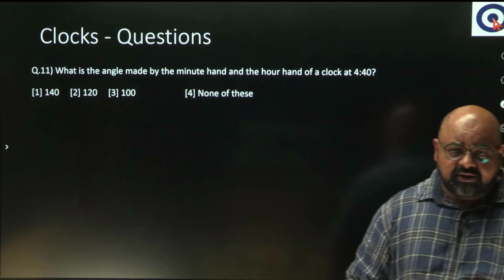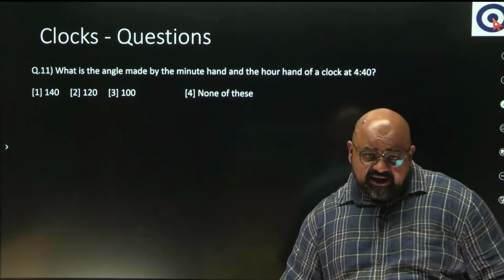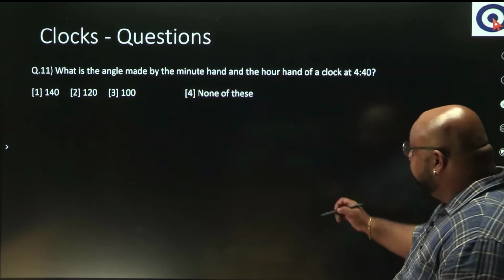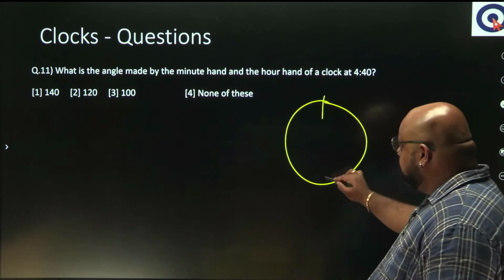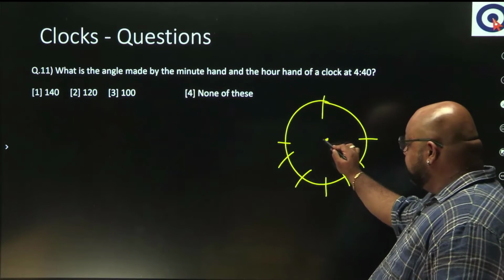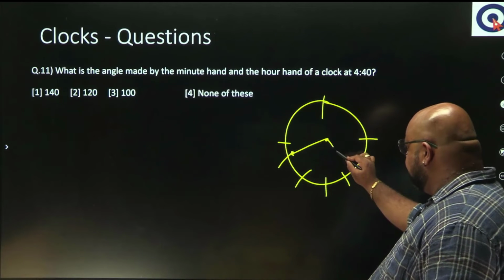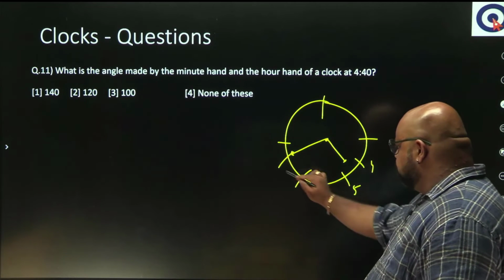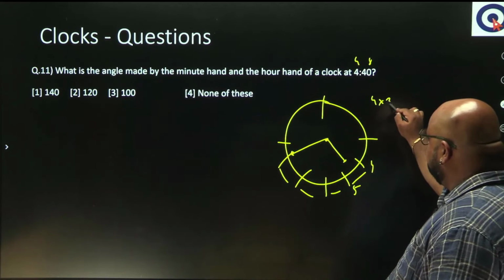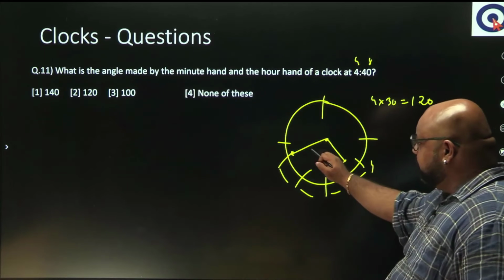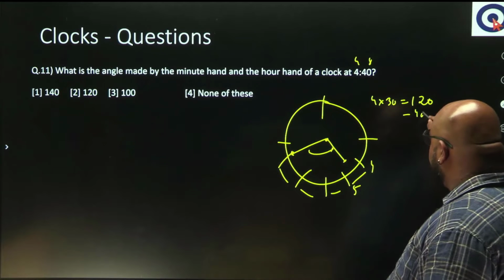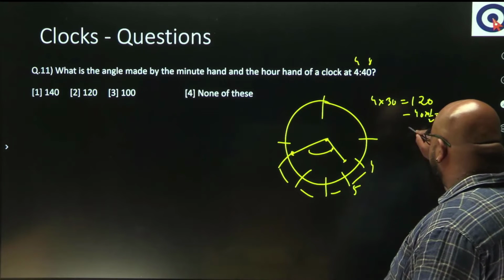Just quickly looking at a couple of questions. What is the angle made by the minute hand and the hour hand at 4:40? The minute hand is exactly at 8. The hour hand is between 4 and 5. So 1, 2, 3, 4. 4 into 30, 120. Since I am going from the minute to the hour hand in anti-clockwise direction, so minus 40 into half, which is 20. So an angle of 100 degrees.